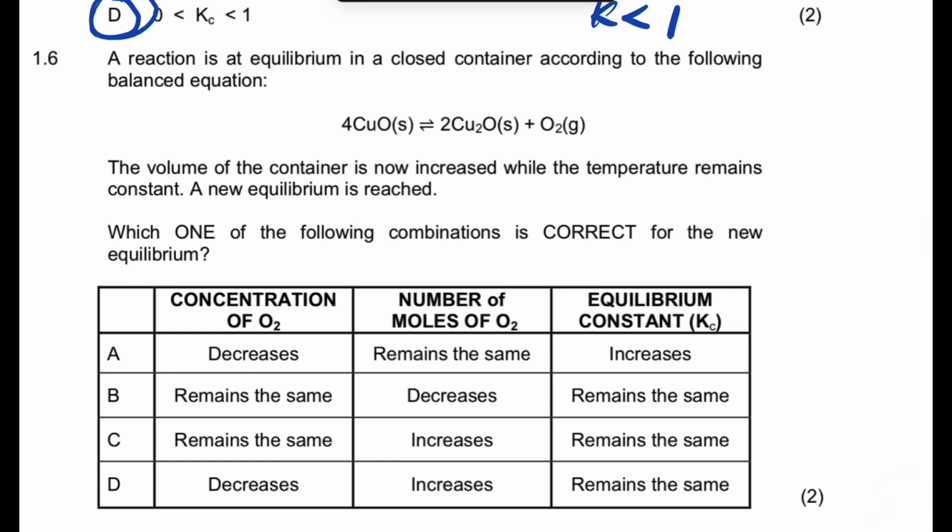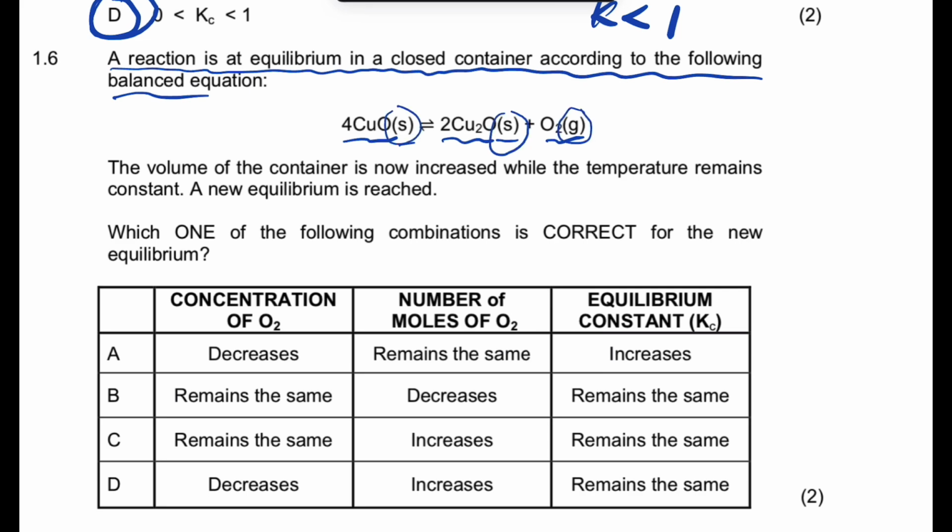Question 1.6 says the reaction is at equilibrium in a closed container according to the following balanced equation. We have copper oxide in a solid state, which gave us copper oxide in a solid state as well, and an oxygen. Look, it's a heterogeneous equilibrium. Here we have a gaseous state and a solid.